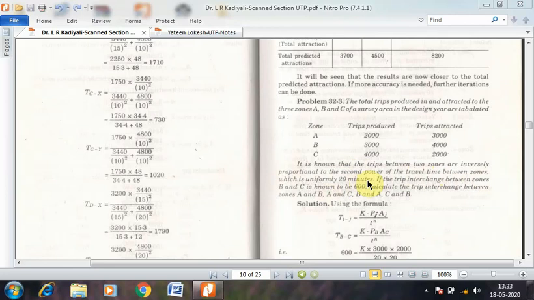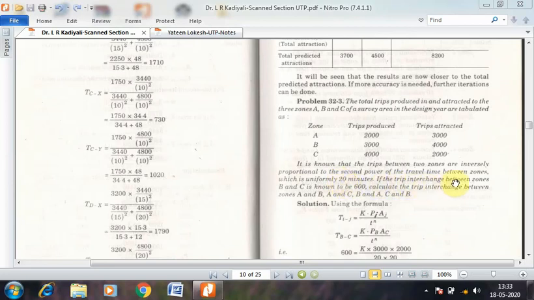So if you are traveling from A to some other zone, then it takes 20 minutes. From B to any other zone, again it takes 20 minutes, and from B to C again it might take 20 minutes. So the travel time is constant throughout the problem, that is 20 minutes. So d_ij here is 20, and in the denominator you will be having 20 square. You will get to know once we start solving the problem. So the spatial separation here is considered to be 20 minutes constant.